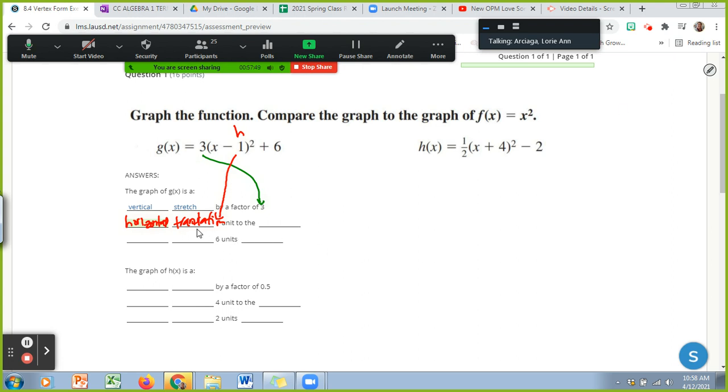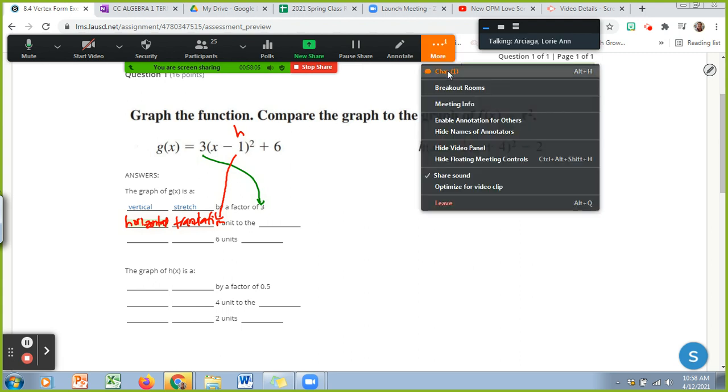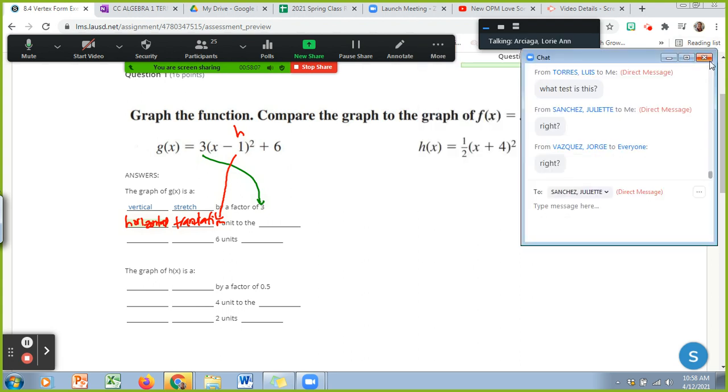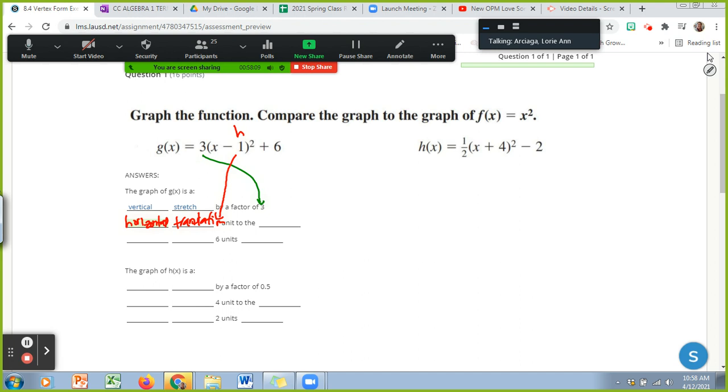So horizontal translation 1 unit to the, what direction are you going to pick? If it's h, you go to the opposite direction. 1 unit to the left or right? To the right. Very good. So if it's a horizontal translation, you go to the opposite direction.